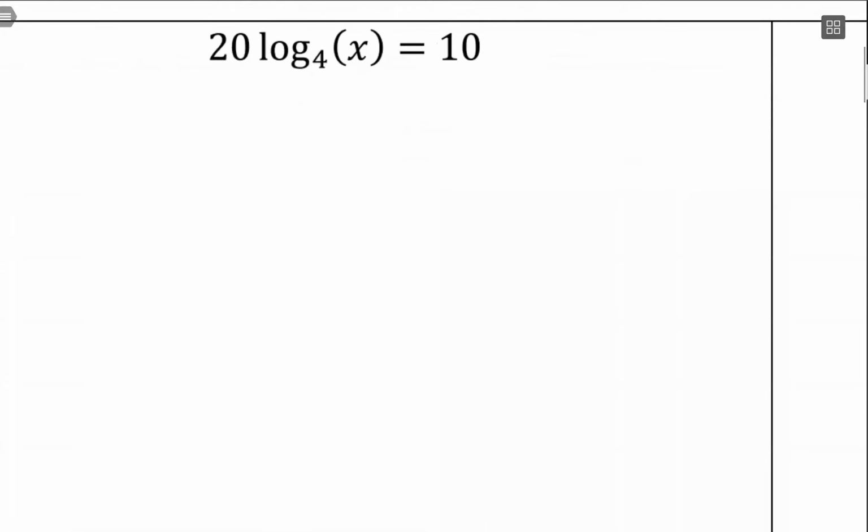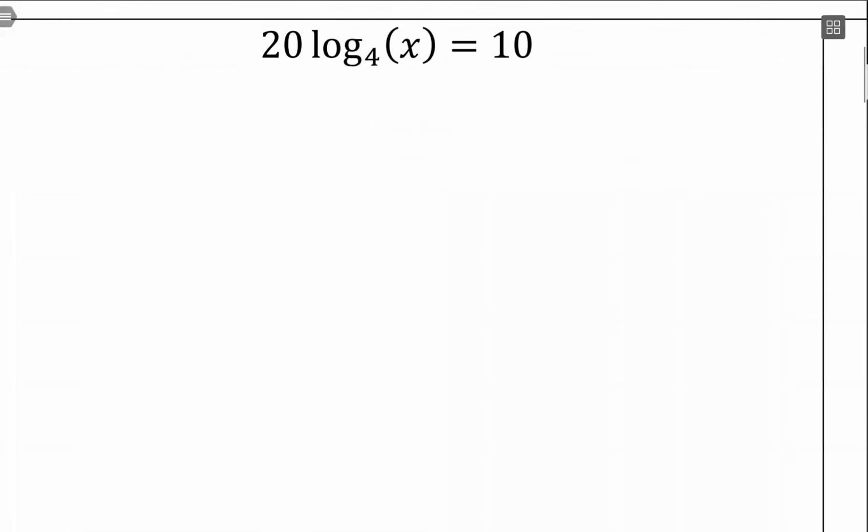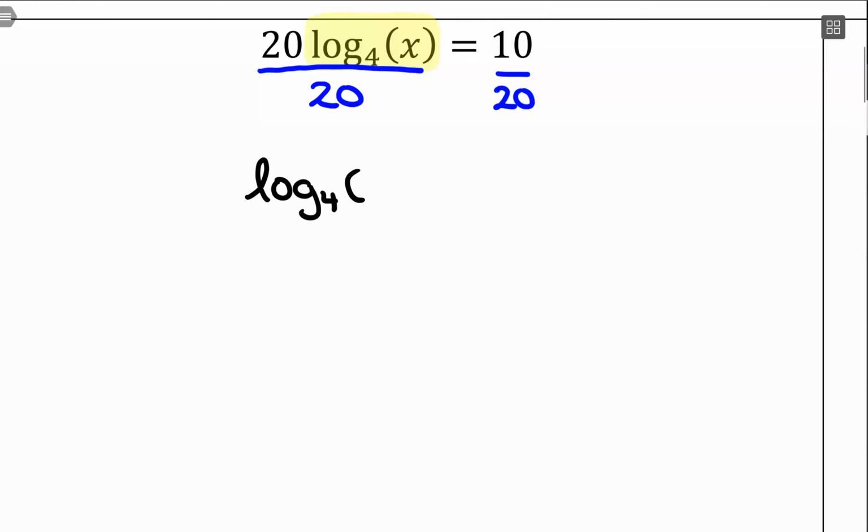So with this first example here, I want to get this logarithm term all alone on one side of the equation. So with that 20 multiplying out front, I need to get rid of that. So I'm going to divide both sides of the equation by 20. So logarithm base 4 of x equals 10 over 20, which is the same thing as 1/2. So now I have my logarithm equals a number, and we can change to exponential form.